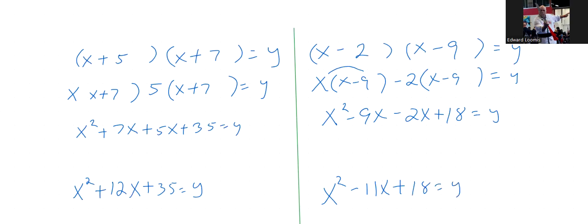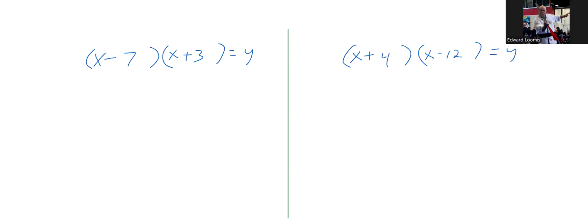Let's look at two more. Sorry about that cough. So I've got (x - 7)(x + 3) = y, and (x + 4)(x - 12) = y. Go ahead and pause the recording, take a couple minutes, work on these, and come on back and we'll do them together.